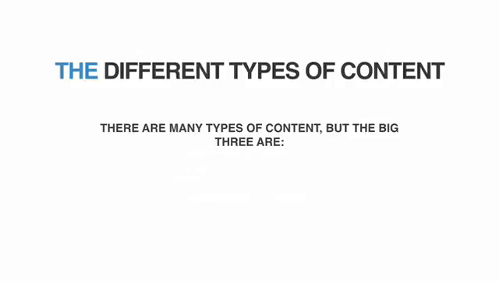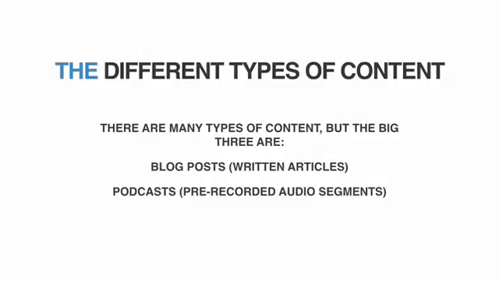So the first one, let's talk about the different types of content. Obviously, there are many different types of content, but here's the big three. Number one, blog posts. This is most likely the most popular one that you see out there: written articles or blog posts. The second one is podcasts. Podcasts are recorded audio. An example of a podcast would be if you strip the video from this video and just listen to the audio. That could be a podcast. Pre-recorded audio segments.